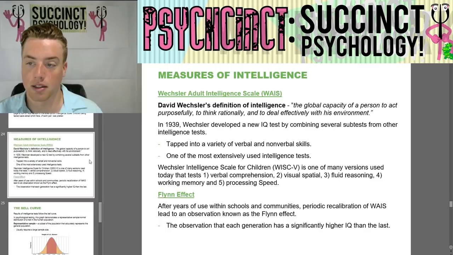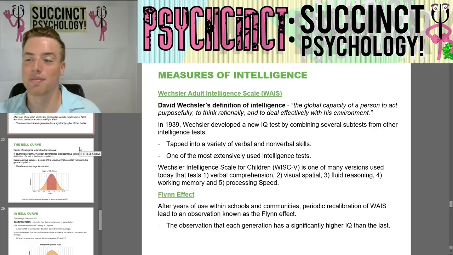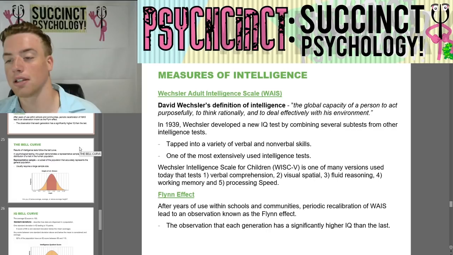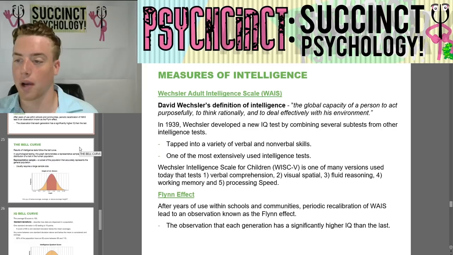So, continuing on, the Wechsler, I might be saying that wrong. Let me know if I am. Adult Intelligence Scale, or the WAIS. So, David Wechsler's definition of intelligence is the global capacity of the person to act purposely, to think rationally, and to deal effectively with his environment.